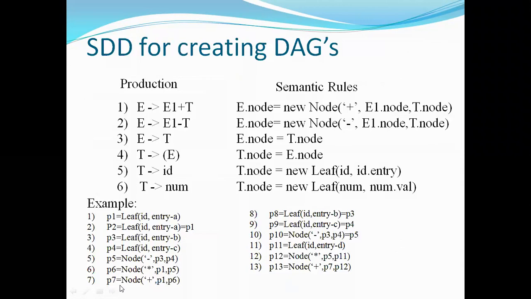Now I'm writing for P7, where I'm using a node function: plus, A into P1. What is A here? A is with P1. So P1 comma, what is P6? P6 consists of A into B minus C. So the left hand side of the expression was completed, and totally it was stored in a pointer P7.